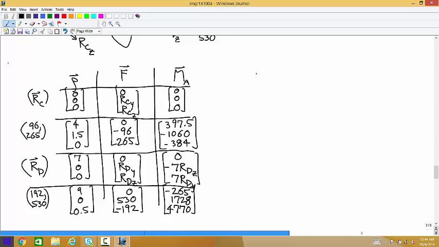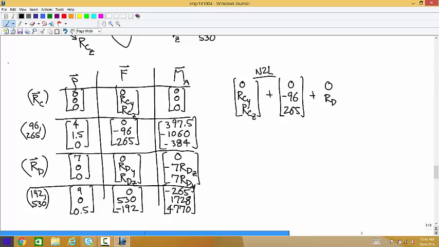And that's everything. So Newton's second law says 0, RCY, RCZ, plus 0, negative 96, 265, plus 0, RDY, RDZ, plus 0, 530, negative 192.